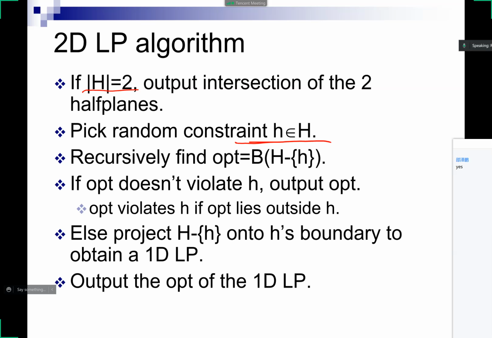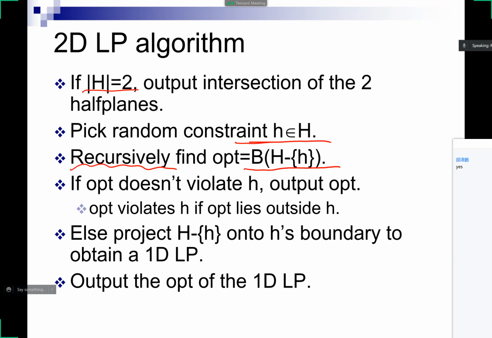Okay, and the way that you do that is you're going to find the optimum after you throw away this constraint. And the way that you find it is by recursion. So you're going to recursively run this 2D LP algorithm to find what the optimum is if you throw away this little h constraint.